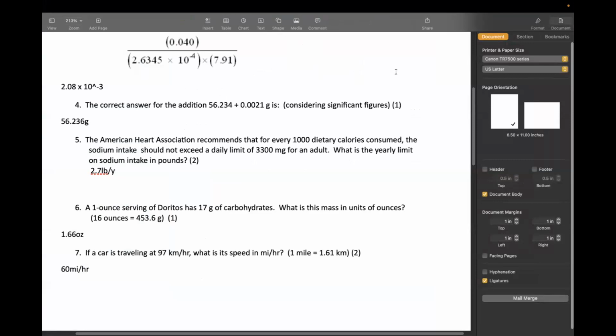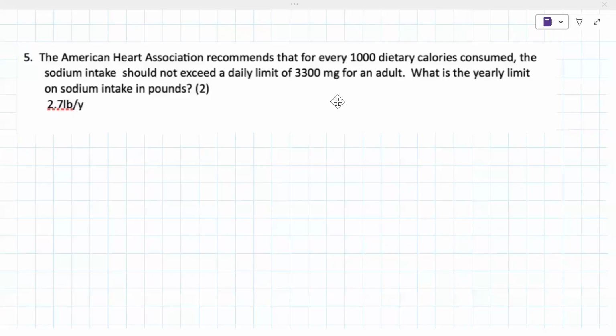One of the challenges is they just give you a lot of numbers and you don't even know which one to start with when you're working this out. That's why you have to find the given, right? Yes. It says the American Heart Association recommends for every 1,000 dietary calories consumed, the sodium intake should not exceed the daily limit of 3,300 milligrams for an adult. What is the yearly limit on sodium intake in pounds?